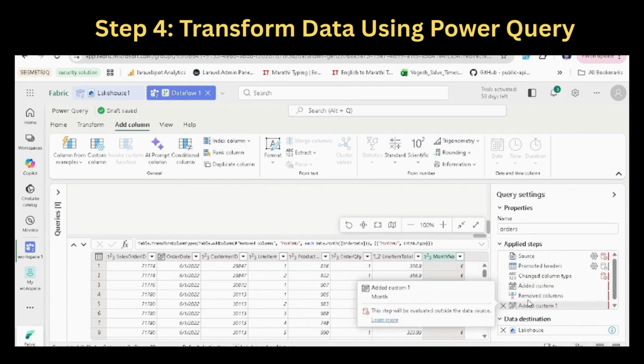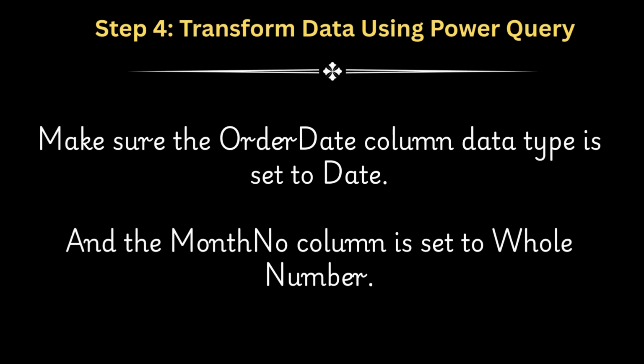Each transformation you perform is recorded as a step. You can edit steps, move them, or delete them. Make sure the Order Date column data type is set to Date, and the MonthNo column is set to Whole Number. This is very important before loading data.